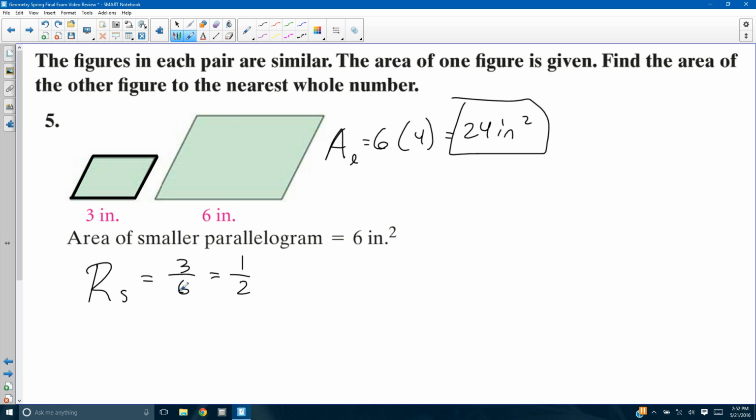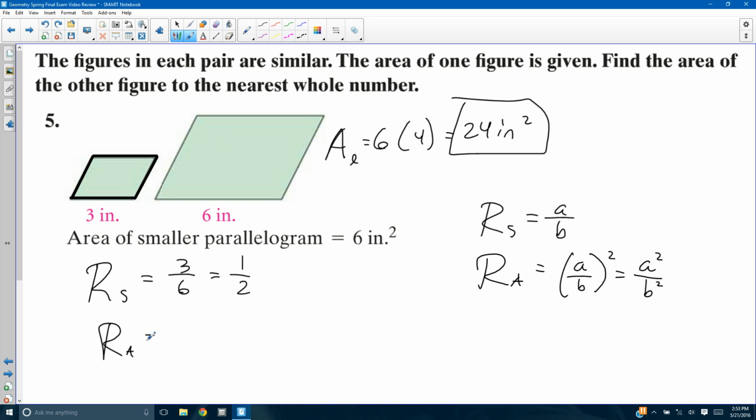So that's similarity ratio. Now similarity ratio, if it's A over B, area ratio is A over B quantity squared, which is A squared over B squared. Now we just did that before. Let's do it again. Area ratio here is 1 over 2 quantity squared, which is 1 squared over 2 squared, which is 1 over 4.